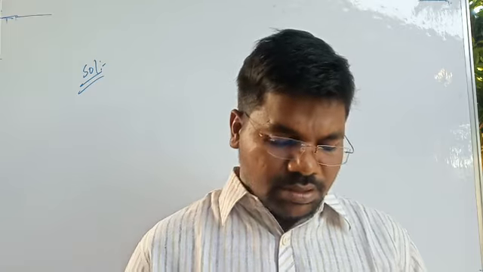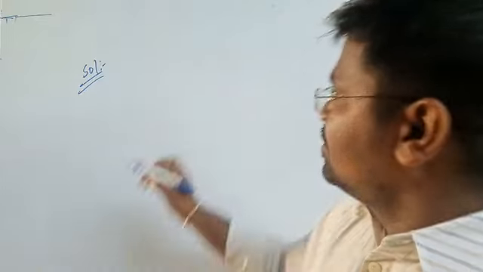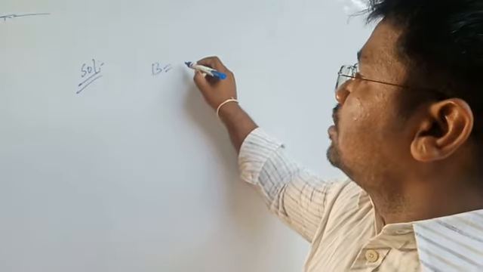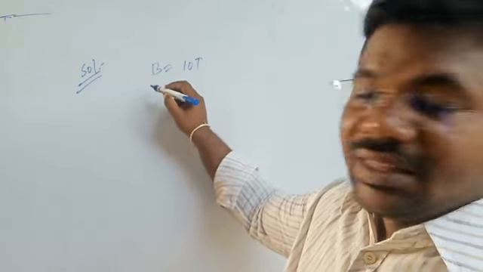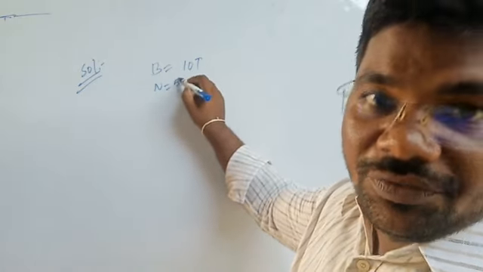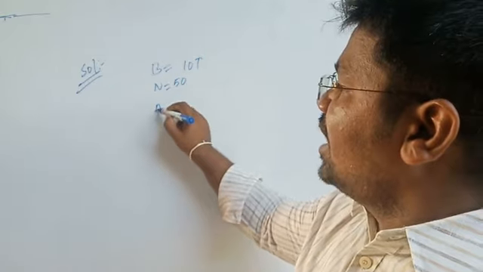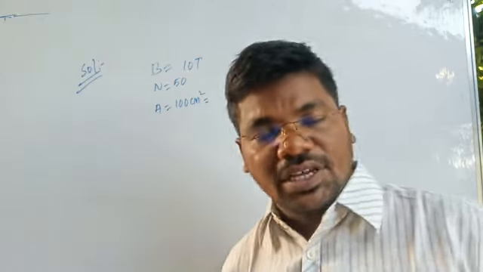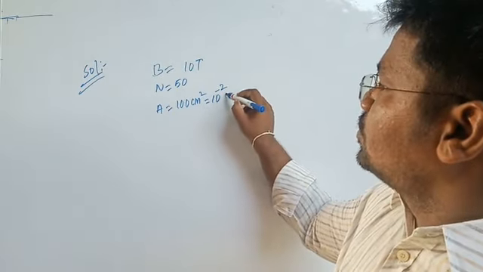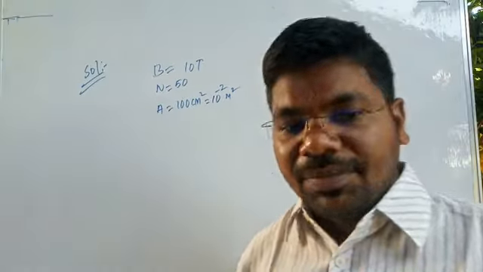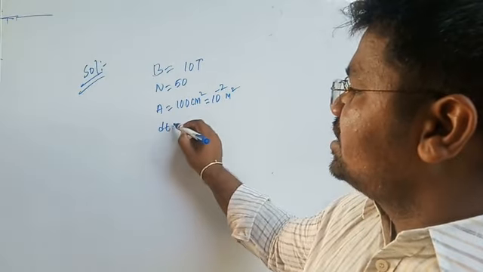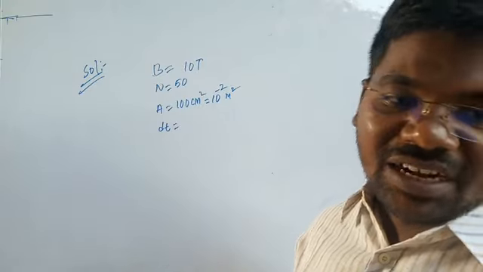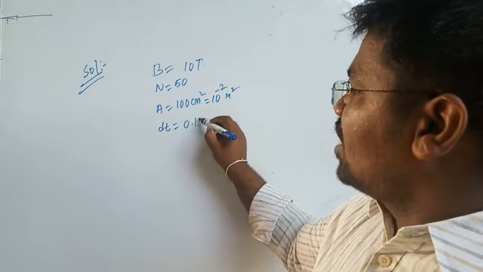They gave the magnetic field induction B is equal to 10 Tesla, and the number of turns N is equal to 50 turns. Area A is equal to 100 centimeter square. This 100 centimeter square we can write as 10 power minus 2 meter square. Okay, dt means the time, the rate of change of magnetic flux, is 0.15 seconds.